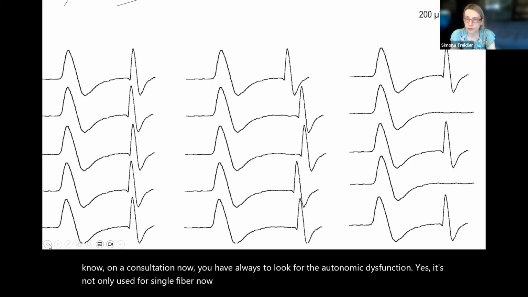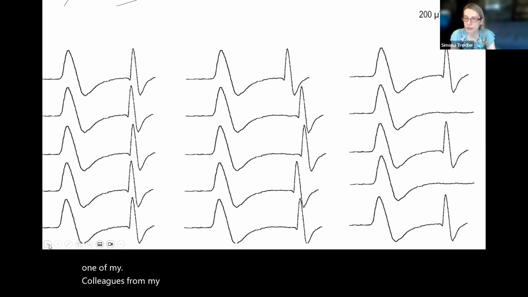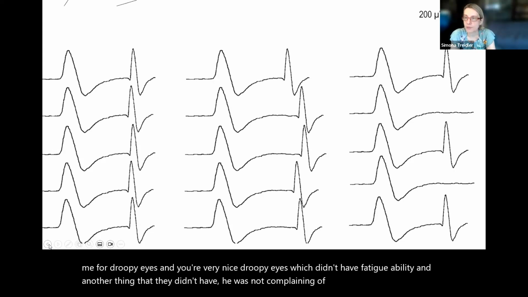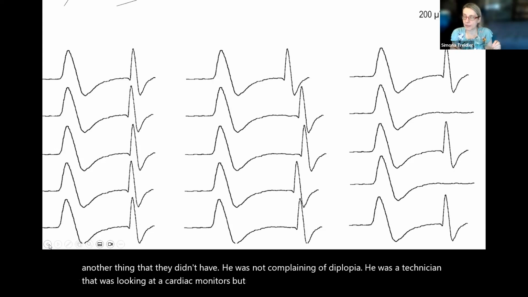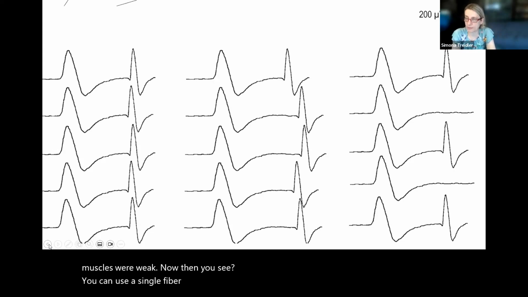I mentioned a case I had with one of my colleagues from Maimonides, a movement disorder specialist. She sent that patient to me for droopy eyes, and they were very nice droopy eyes, which didn't have fatigability. He was not complaining of diplopia. He was a technician looking at the cardiac monitors, but his eyes were very droopy. I did a single fiber EMG, and it was positive, because those frontalis muscles were weak. So you can use single fiber to help you diagnose something else.